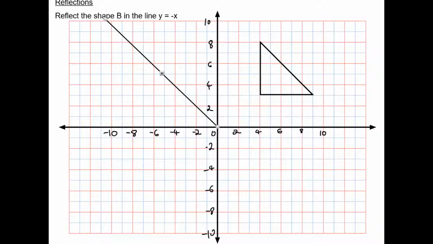Let's make it a little bit bigger. So that is my line y equals minus x. And what I would like to do is reflect shape B in this line. To reflect shape B in this line, I need to consider the coordinates of the corners of the shape. So this is the shape B. If I look at the corners, this point here is at across 4, up 3. So if I want to reflect it, the reflected point is going to be at minus 4, minus 3.